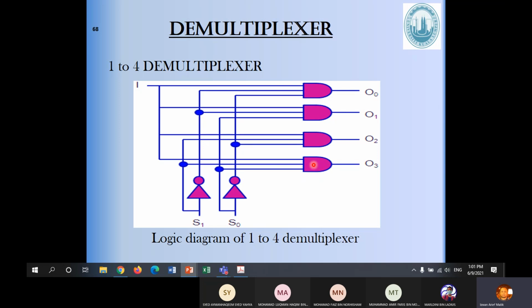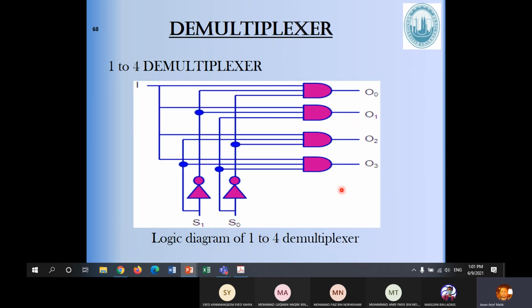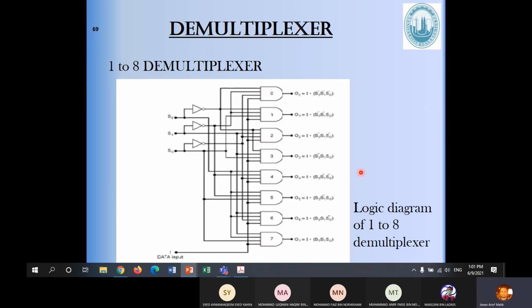Okay, to draw this, the easiest way for you is just to remember the truth table. You obtain the truth table, you dapat the logic equation, then this drawing will become very easy. Okay, ini 1 to 8. Kalau kita tengok, lagi kompleks lah.